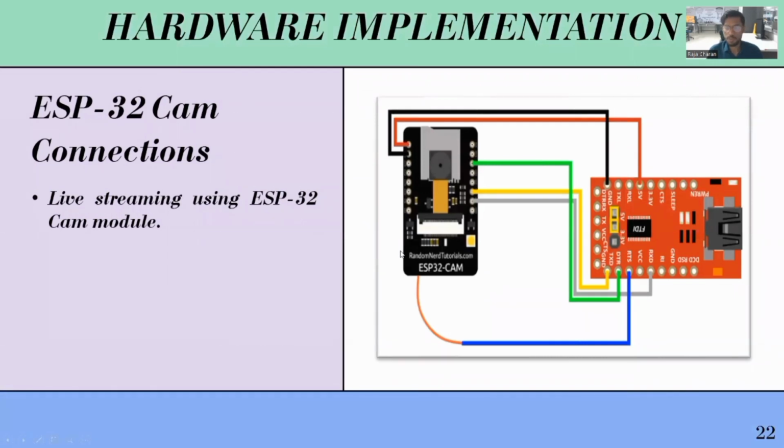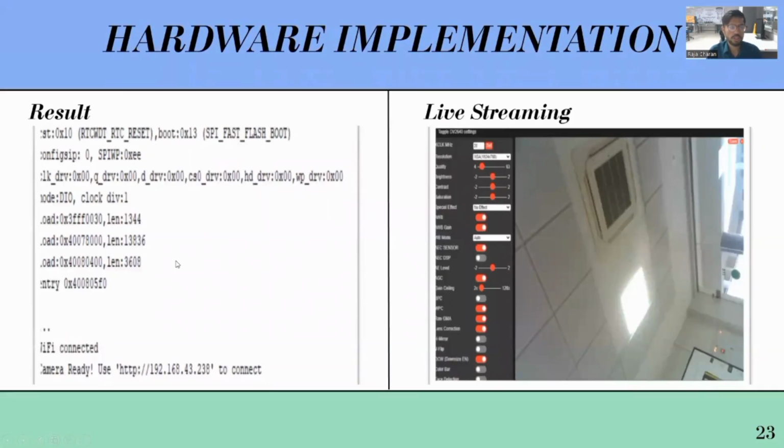So here is the ESP32 cam that we used in our project to see the live streaming of the fields, so that we can spray the pesticide on the pest at the position where we want. So here is the connection of the ESP32 cam. Here are the results: when we upload the code using the FTDI programmer, we get a random IP address, and we put this IP address in the Google URL, and we find the live streaming on that particular IP address. So here we are using the ESP32 cam to see the live streaming.